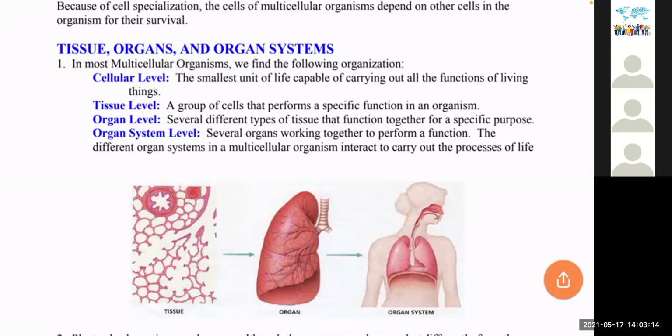So are you able to differentiate between a tissue and an organ? Yes. So tell me just maybe two differences or one between a tissue and an organ. Tissue. Any difference that you know? Anything that distinguishes the two, a tissue and an organ?